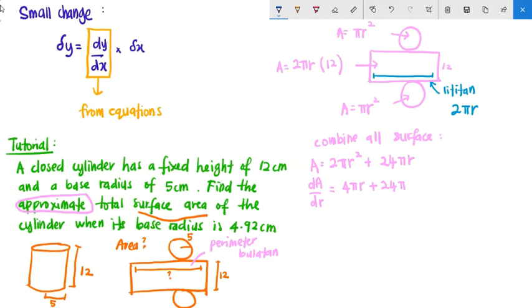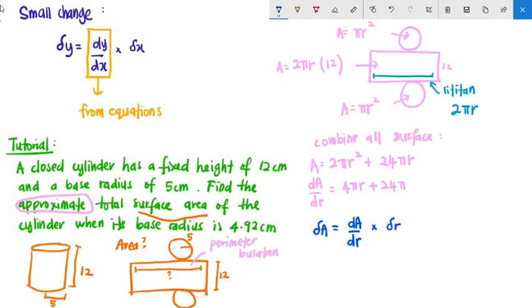Okay. So kita pun apply lah dalam equation small change punya equation. Kita ada, okay, dia nak find the approximate total surface area. So dA, okay, change of surface area regarding the radius. So kita ada dA over dr tadi yang kita baru solvekan tadi times change of radius. Okay, so from the equation dia kata closed cylinder has fixed height, base radius of 5.